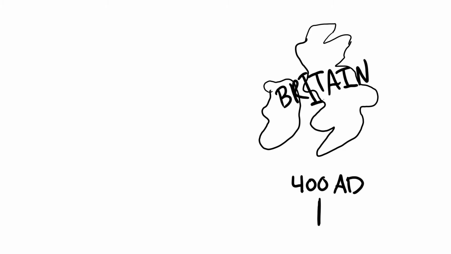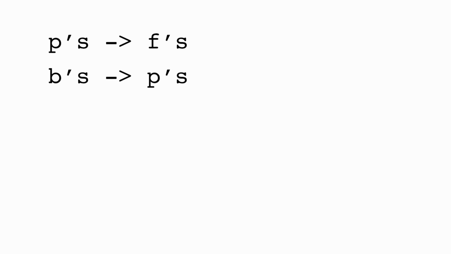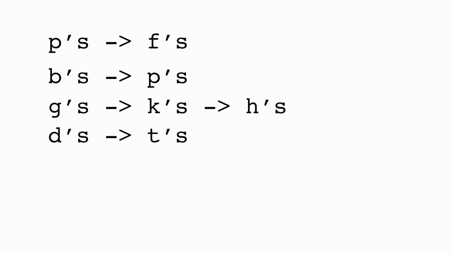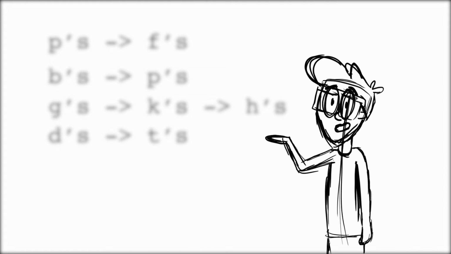Flash forward, and in the decades following 400 AD, Germanic tribes were settling in Britain. Jutes, Saxons, Angles. Their languages were changing. In particular, the sound was changing. P's were becoming F's, B's changed to P's, G's to K's to H's, D's to T's, and so on. If you're wondering why these changes happened, well, congratulations, now you're thinking like a linguist. But strange as it is, nothing caused these changes. They just happened. And they aren't random either.